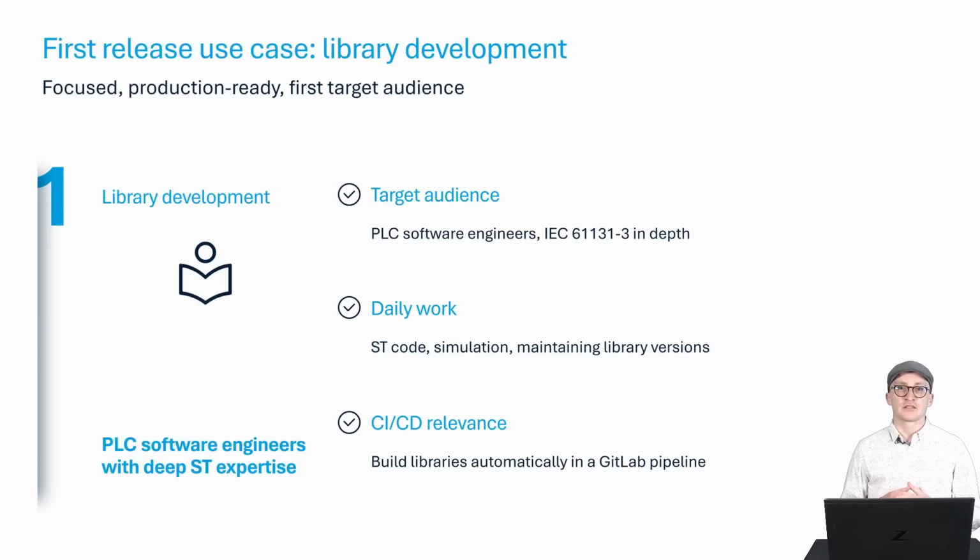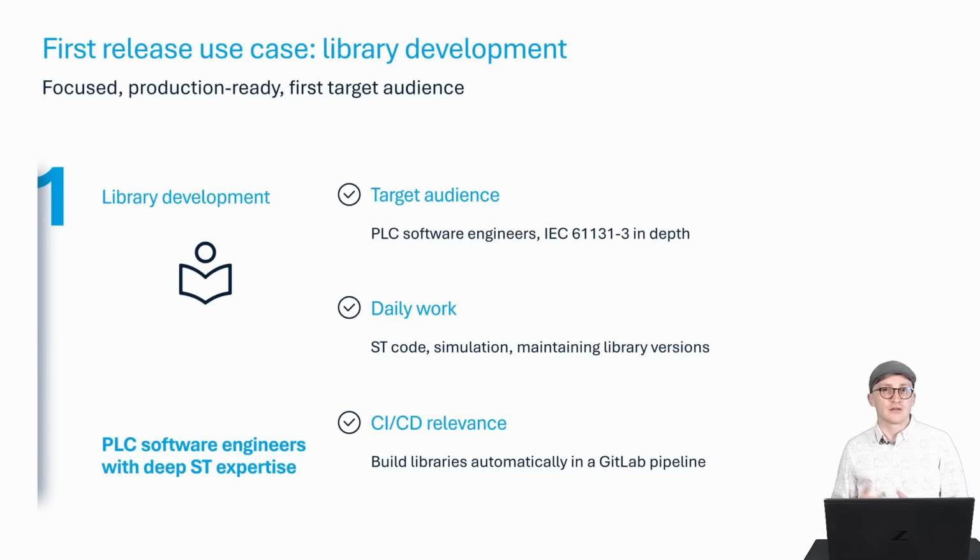Library development is the primary use case for the first release, and here is why. Think of a PLC software engineer who works primarily in structured text. Someone who writes ST code daily, maintains library versions, and documents interfaces. Today, CODESYS 3 reaches its limits for library workflows: no native CI/CD, manual versioning, implicit dependencies. CODESYS 4 addresses all of them.